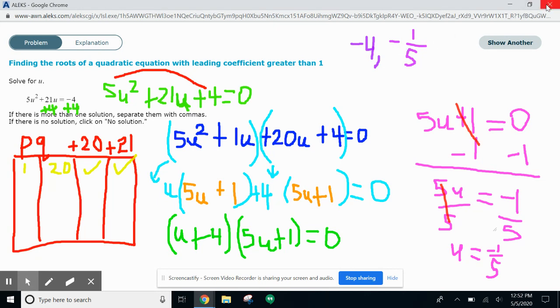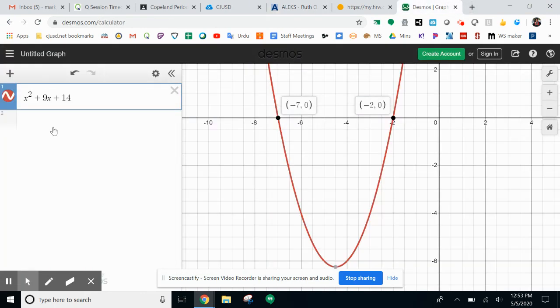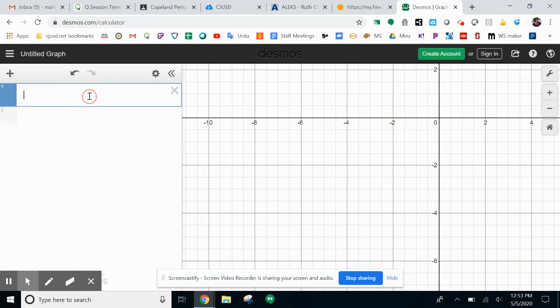And if I try to graph this, let me see if I can copy and paste it. Nope. All right. 5u squared plus 21u plus 4. I wrote that down. I'm going to close out this. I'm going to go to Desmos. And if I type this in, 5u squared plus 21u plus 4 equals 0. Actually, I should just make it equal to y.